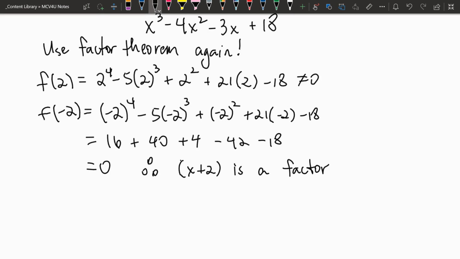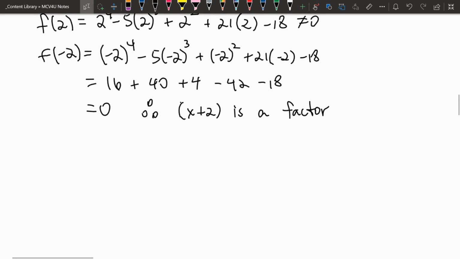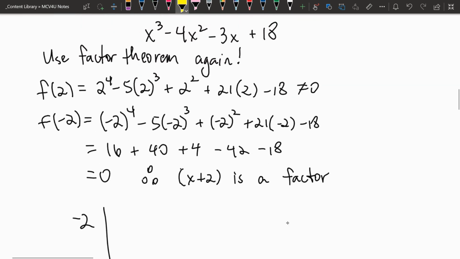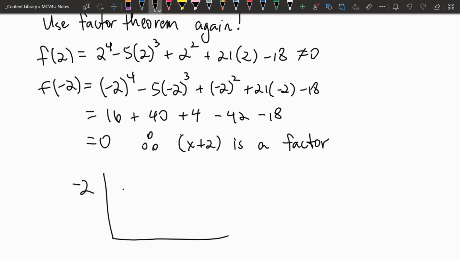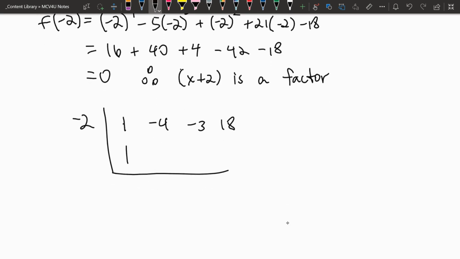okay? And then we can continue polynomial division again, right? So if I did polynomial division again, I'm going to write here negative 2 as my divisor. Write down the coefficients of the quotient that I found up here, x cubed minus 4x squared minus 3x plus 18. I'm going to write those coefficients in my synthetic division. So 1, minus 4, minus 3 and 18, okay? And then we carry out the division. Bring down the 1, multiply it by negative 2, write that in the next column. Add the column, negative 4 plus negative 2 is negative 6.